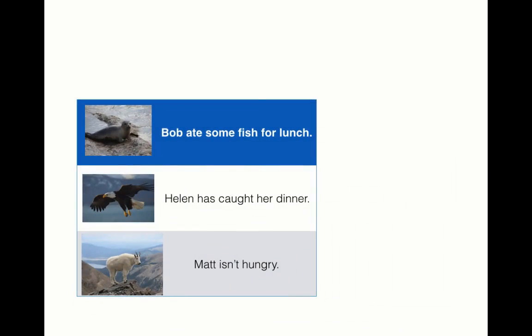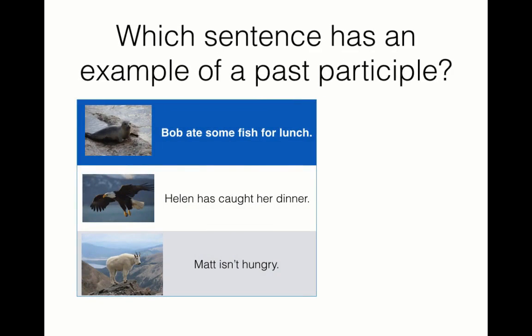Okay, time to review. Which sentence has an example of a past participle? You got it! Helen has caught her dinner. How did you know? Well, you probably saw the helping verb has, accompanied by the past participle of the verb catch, which is caught.